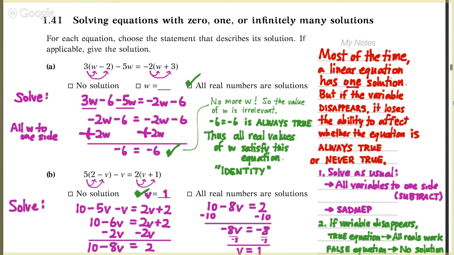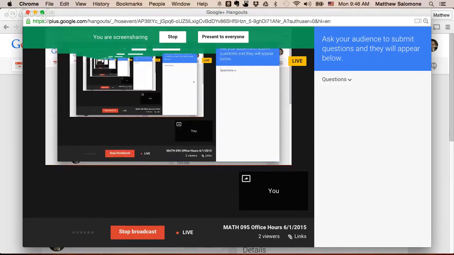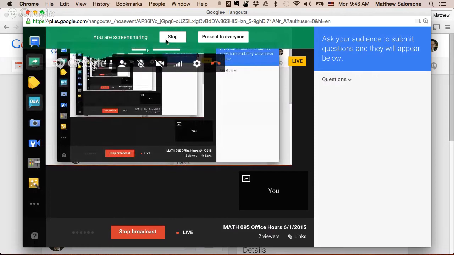Part B is a bit more of a usual conventional problem. Because we didn't have all of our variables disappear, we always could find V at every step of the game. And when we got down to the V being by itself, we got the unique solution to this linear equation, V is equal to 1. So there was an example of something unusual that happens in the process of solving a linear equation.